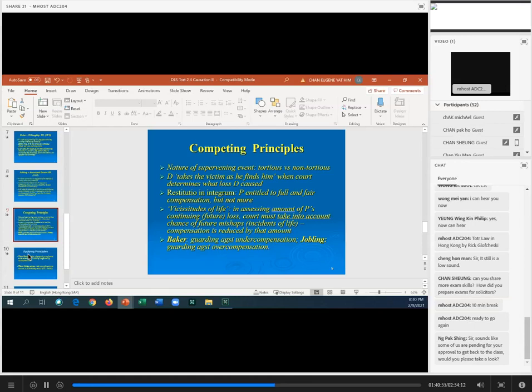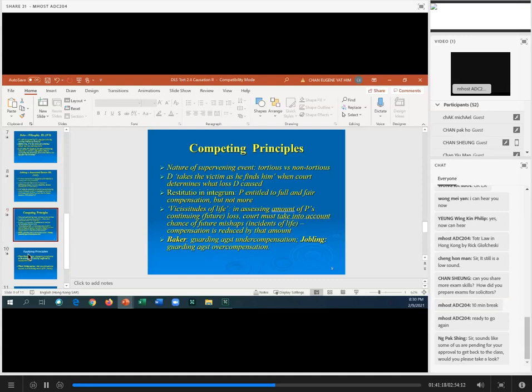The courts try to put the plaintiff back in the position they were in before the accident. They'll also look at this principle of trying to put the plaintiff back in the position they were in before the accident. So the plaintiff is entitled to full and fair compensation, but no more. It's not to punish the defendant, it's to compensate the plaintiff.